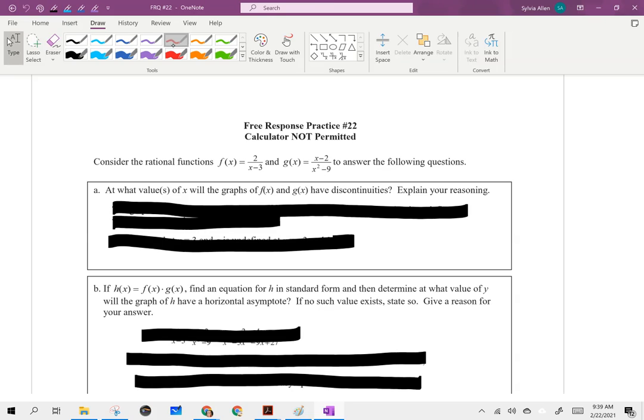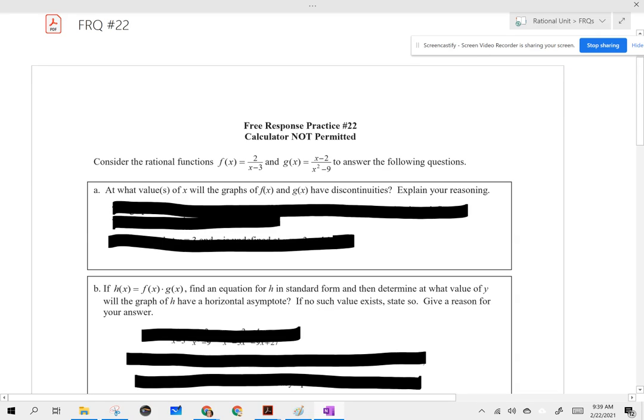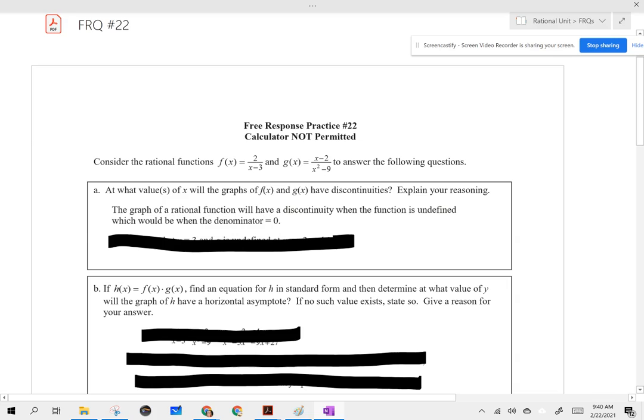Okay, so here we go. A, what values of x will the graphs of f of x and g of x have discontinuities, and explain your reasoning? So here's the reasoning aspect right now. It says the graph of a rational function will have a discontinuity when the function is undefined, which would be when the denominator is equal to 0. f is undefined at x equals 3, and g is undefined at x equals -3 and +3.